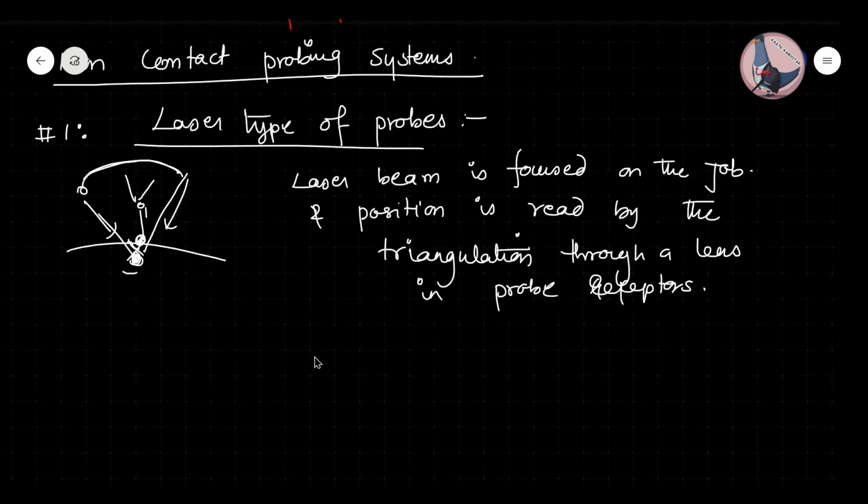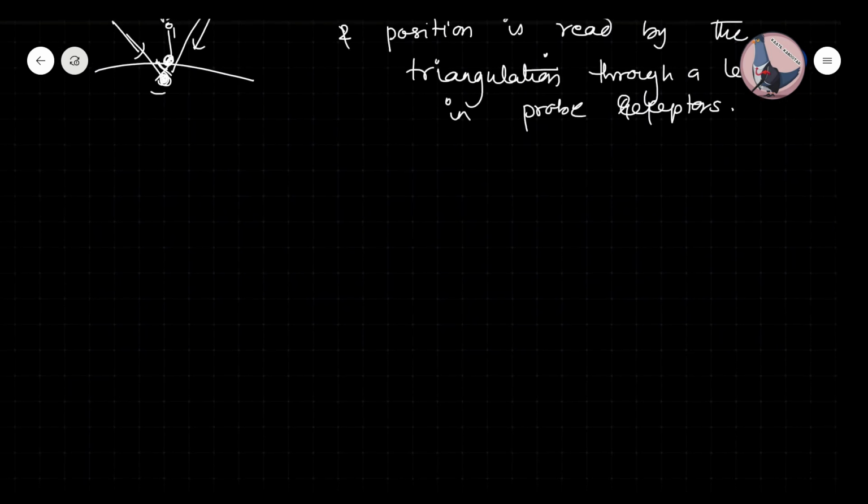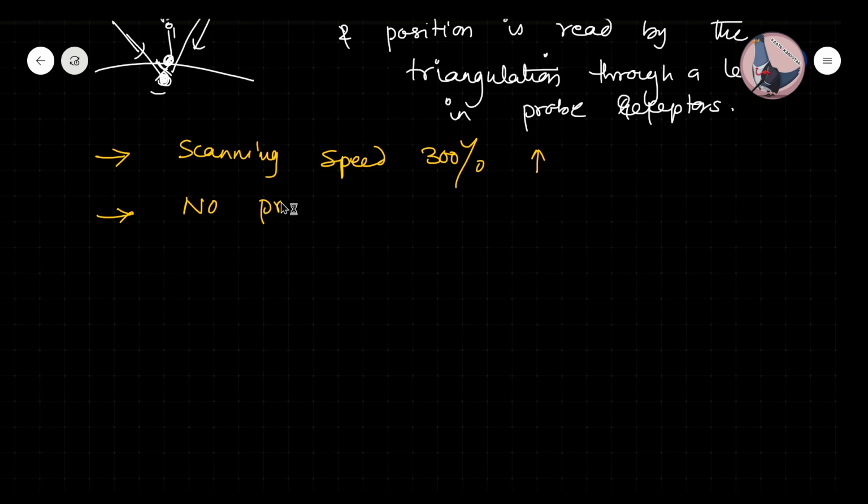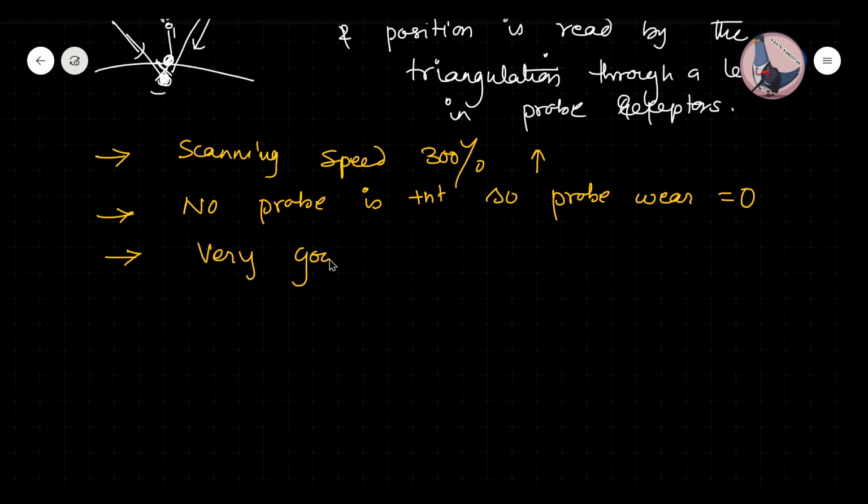Now, you can very well understand that the speed of this scanning will be very high, around 300% higher, very quick. Then second thing is, as no probe is present, probe wear is equal to 0. Then what else? It is very good for rough surface. Fine. So those things can be understood.